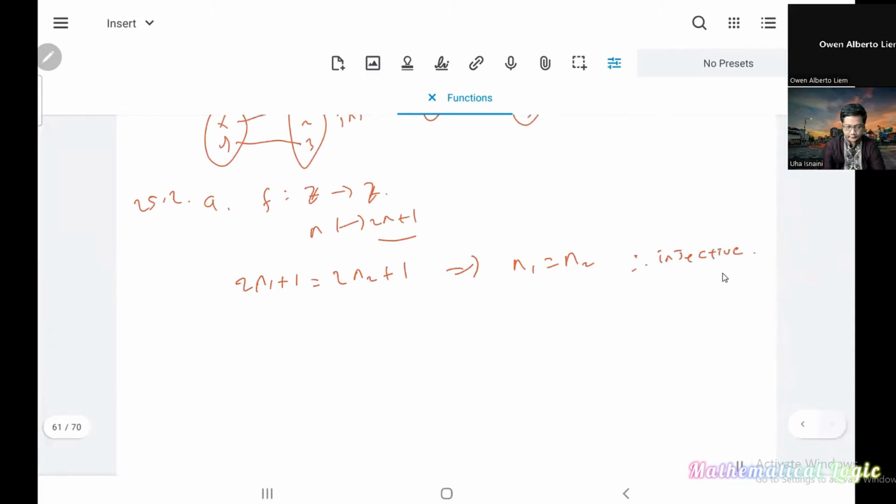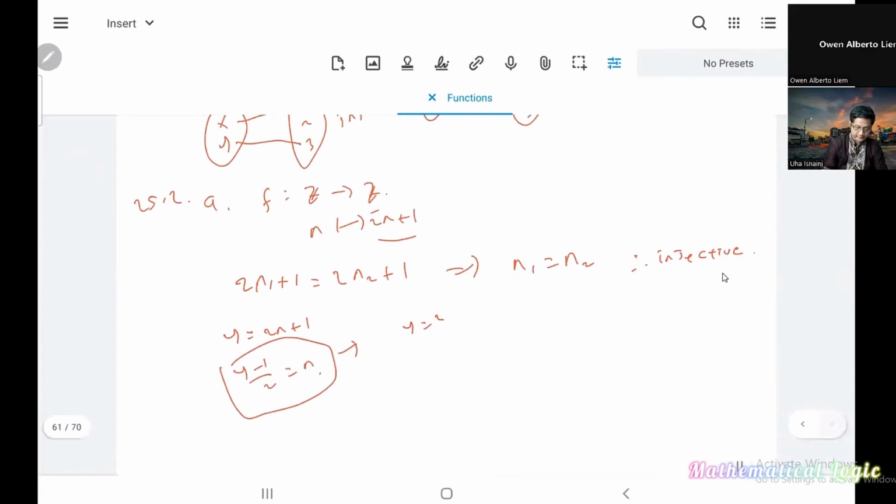And then how about the surjectivity? As I mentioned before, we have y is 2n plus 1. And then we have (y minus 1) over 2 is equal to n. But the problem here is that n is in Z, right? So it's an integer, and the result from this may not be an integer. That's the problem. For example, when y is equal to 2, then it's not an integer anymore.